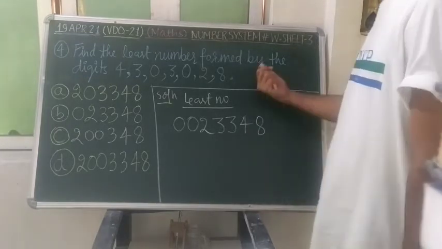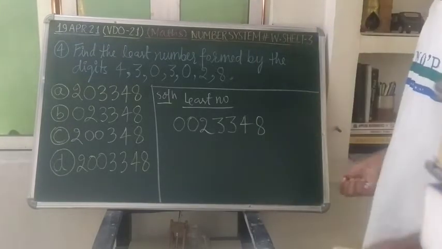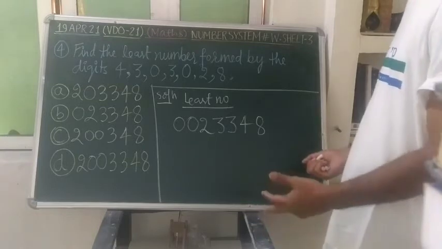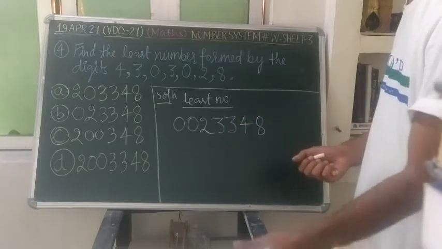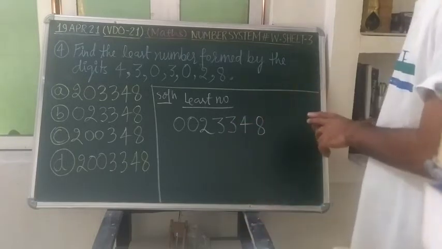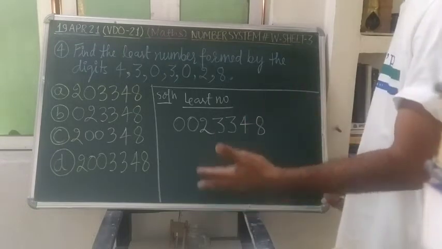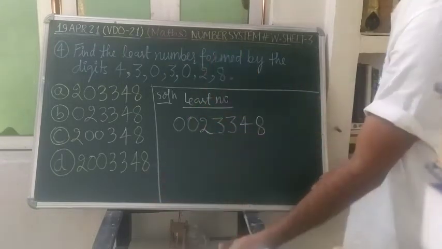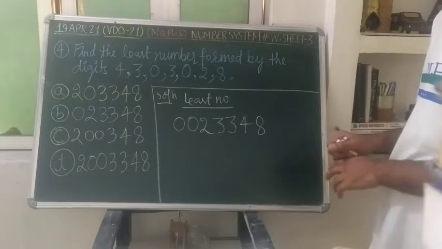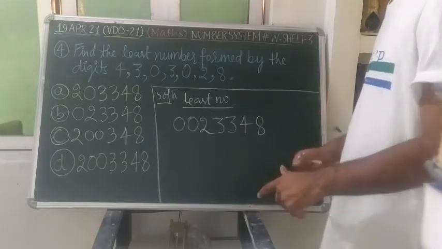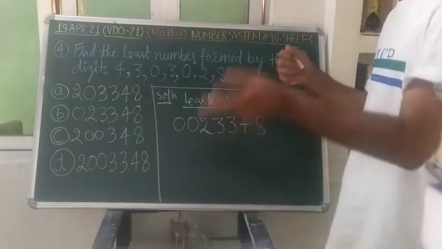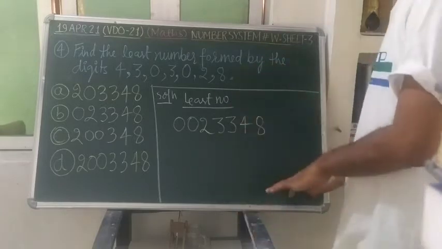9 is not present here. So for the least number we will move from 0 to 9, and for the greatest number we will move from 9 to 0. And why are we moving from 0 to 9 or 9 to 0?